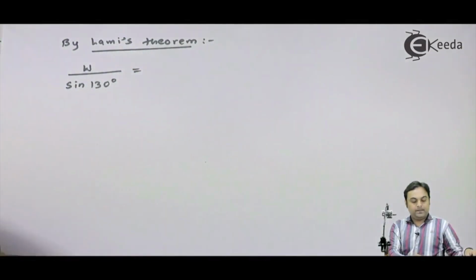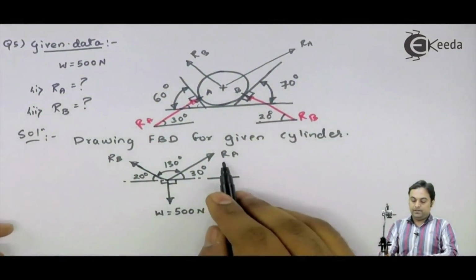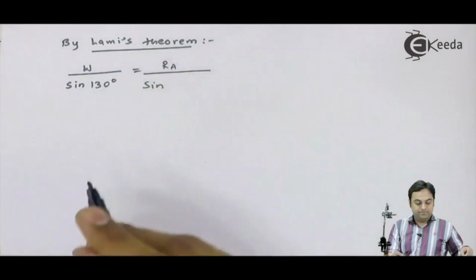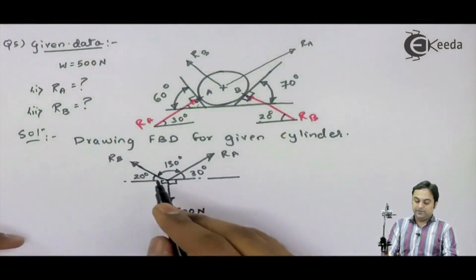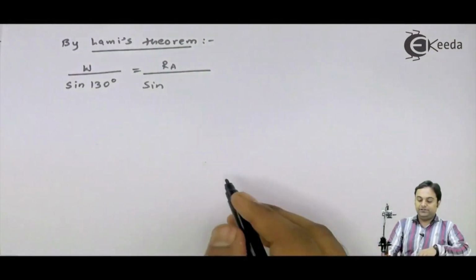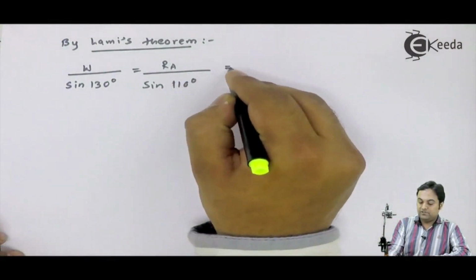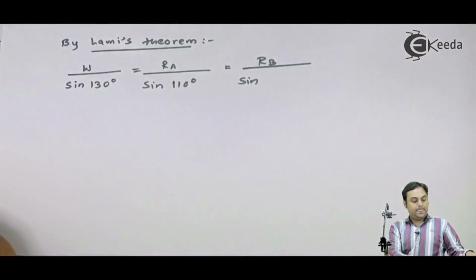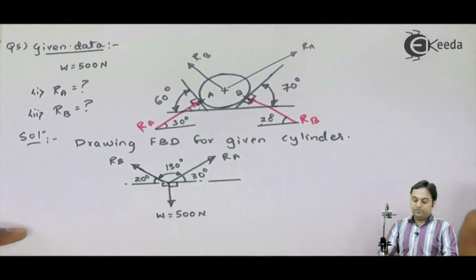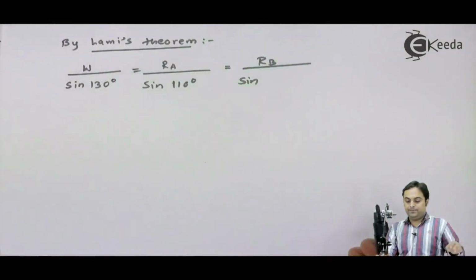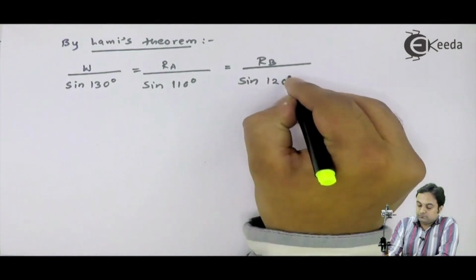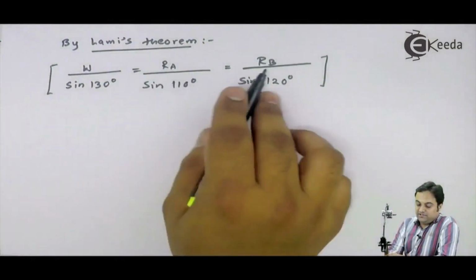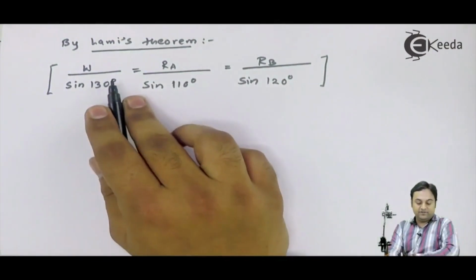is equal to, next I will take RA upon sine of angle between W and RB, it is 90 plus 20, which is 110. After this, I will write down RB and sine of angle between W and RA. So it is 30 plus 90, which is 120 degree. This much is the result of Lami's theorem. Now from this I can easily get RA and RB because W is given as 500 Newton.